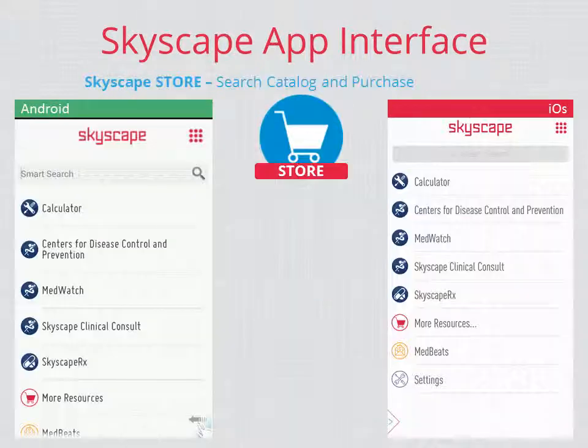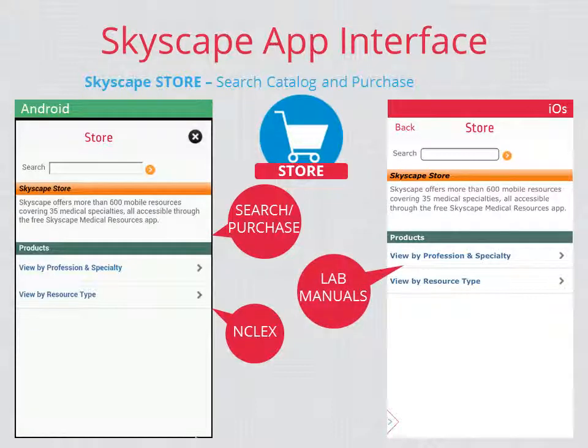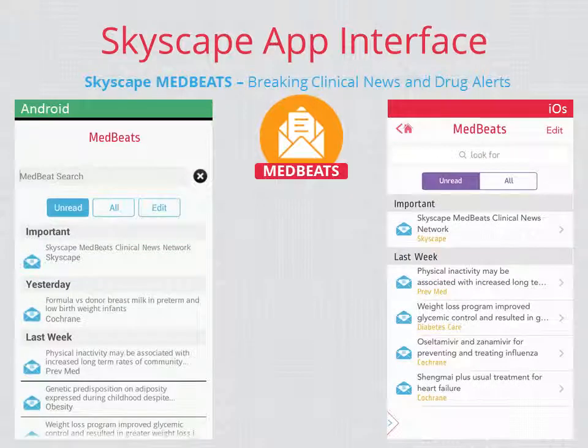The next item you can access from the Skyscape menu is the Skyscape Store. The Skyscape Store will allow you to search the Skyscape catalog and view what you already own. Skyscape offers a variety of resources from study guides to lab manuals. MedBeats provide breaking clinical news and drug alerts. You will also have access to new research, clinical trials, journal abstracts, and CDC spotlights, all catered to your specialty.